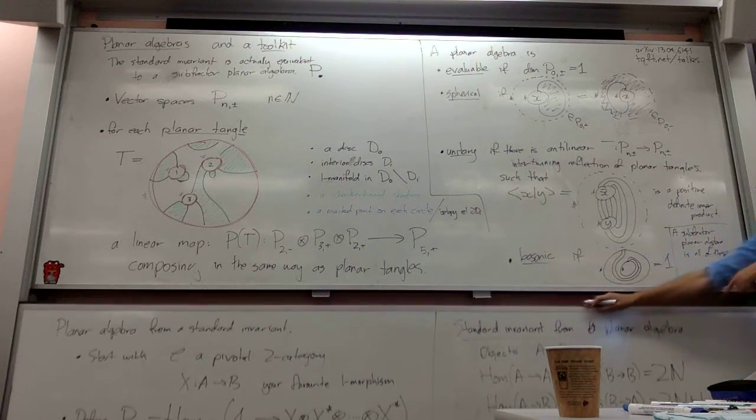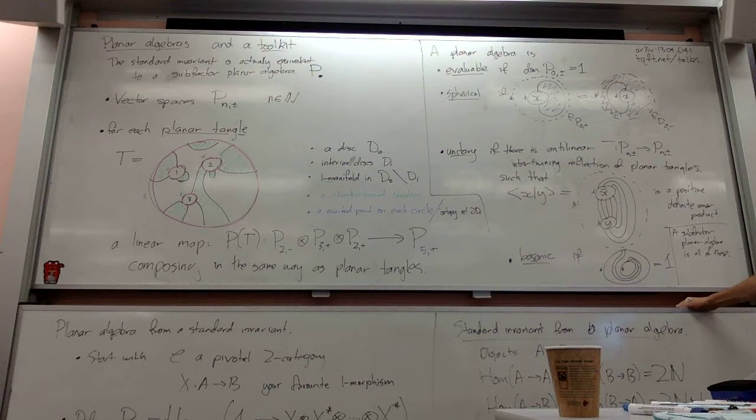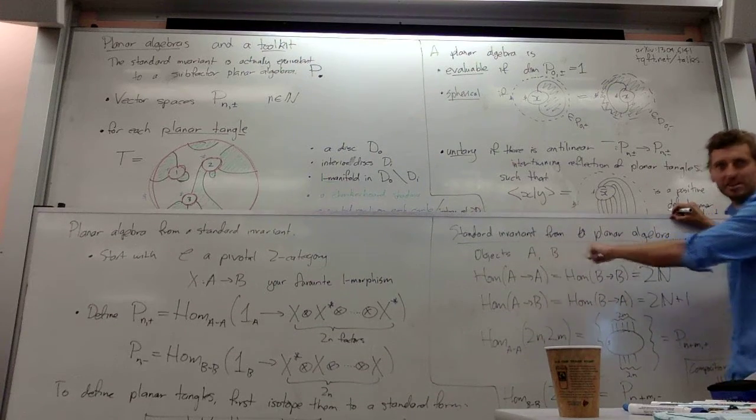How do people feel about this translation? You could have said that the shadings correspond to the objects. The shadings, yeah. So exactly, the unshaded regions are A and the shaded regions are B.